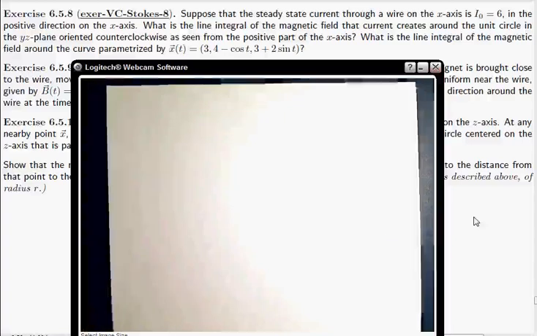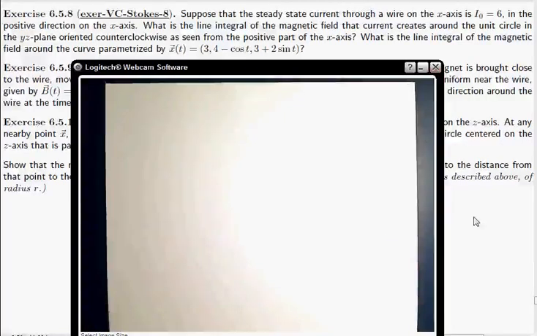Okay, so now we're given a steady state current through a wire on the x-axis, and remember, as discussed in the section, currents create magnetic fields, right? And the magnetic fields kind of wrap around the current. So this is a very convenient current in that it's just in a wire that's exactly along an axis.